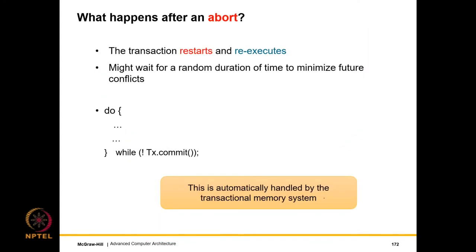What happens after an abort? Well, the transaction needs to restart and re-execute. It's possible that it may abort again. So one good idea is that you might want to wait for a random duration of time to minimize future conflicts and then retry. So this is automatically handled by the transactional memory system. So what we can have is a do while loop where we will continue to retry transactions until the transaction commits. So tx.commit. So typically we use tx to represent a transaction in the transactional memory literature. So until the transaction commits, we continue to loop.